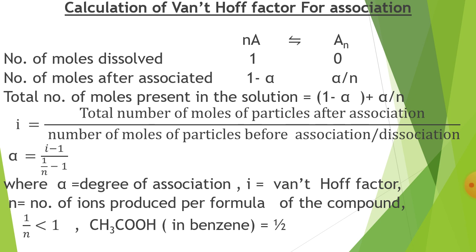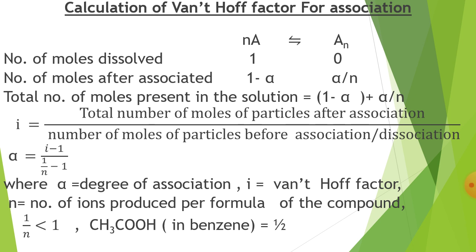Also we can calculate like this: i equals total number of moles of particles after association divided by total number of moles of particles before association. So here alpha equals, we got the answer, (i minus 1) divided by (1 by n minus 1). Again, here alpha is the degree of dissociation, and n is the total number of ions produced per formula of the compound.